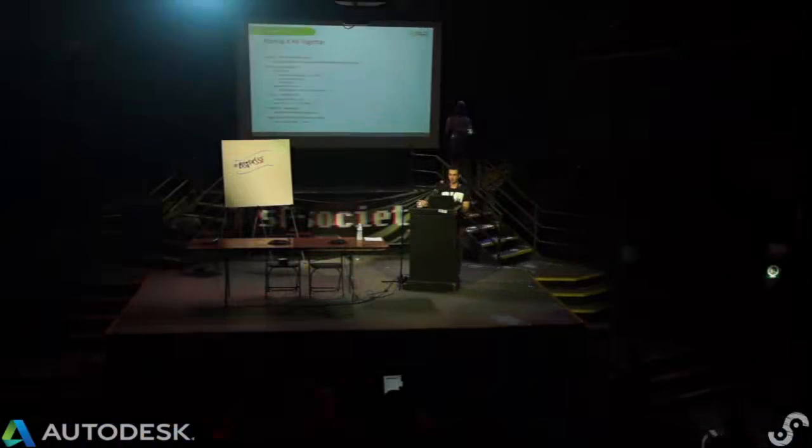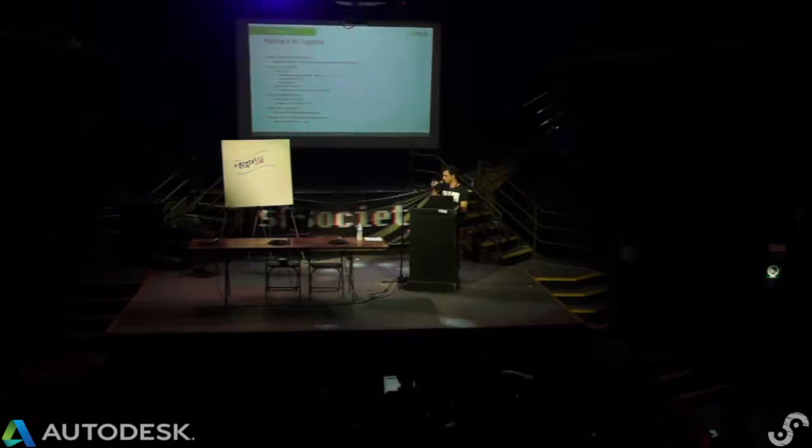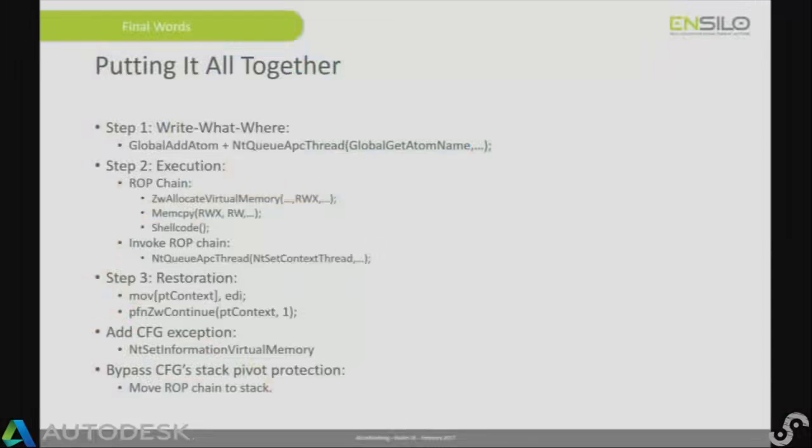So to sum up, what we did is we took AtomBombing and split it into three different steps. The first step was to write whatever we wanted into the address space of the target process, and we achieved this by calling GlobalAddAtom to store code in the global atom table. Then we called NtQueueApcThread to queue an APC to the target thread, and that APC actually executed GlobalGetAtomName, and that retrieved the code that we stored within the global atom table.